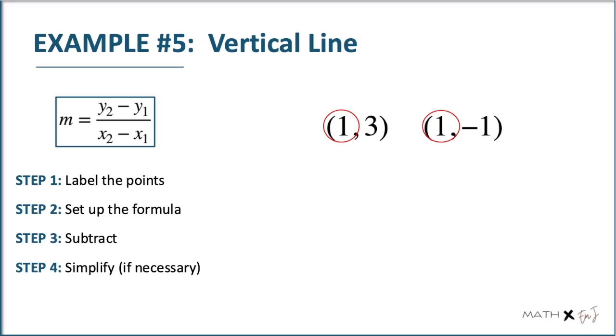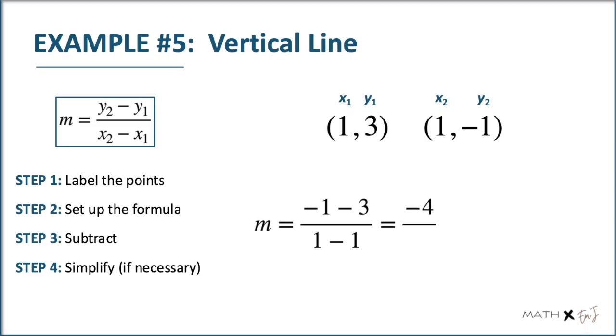Let's try it out. Label our points and set up our formula. In the numerator, we have -1 subtract 3, and in our denominator, 1 subtract 1. -1 subtract 3 gives us -4, and 1 subtract 1 gives us 0. And remember that anything divided by 0 is undefined.